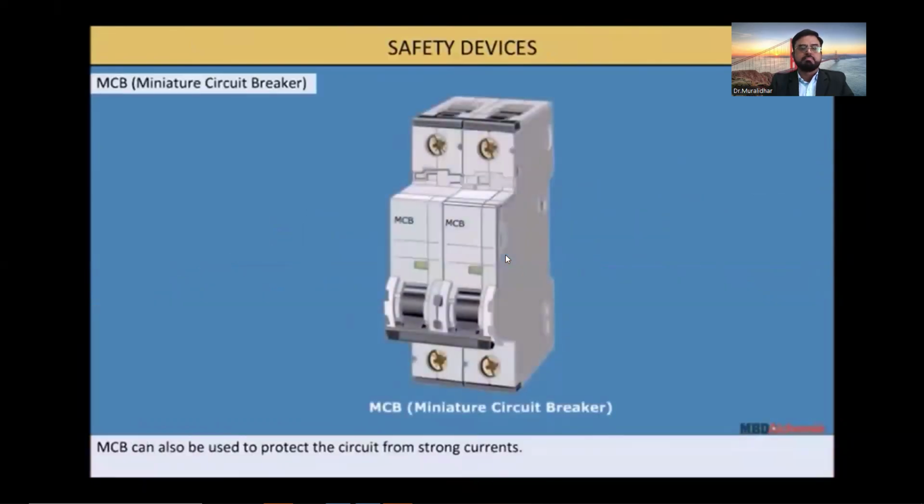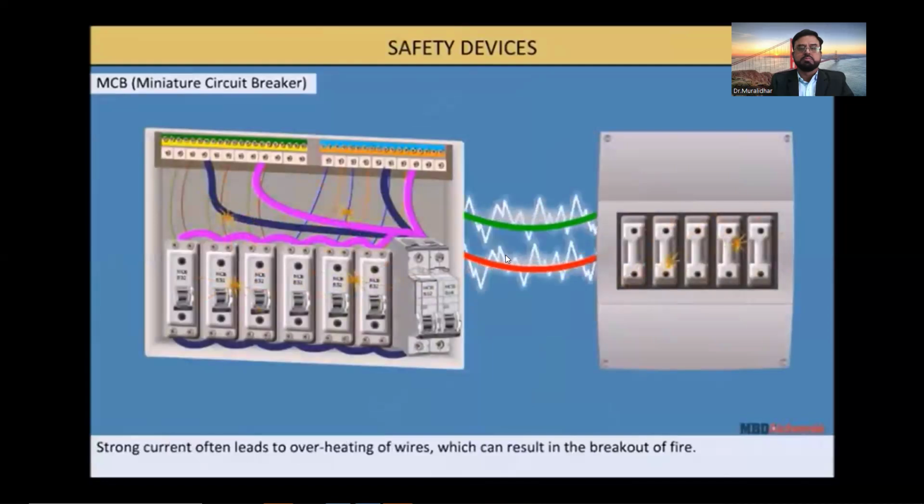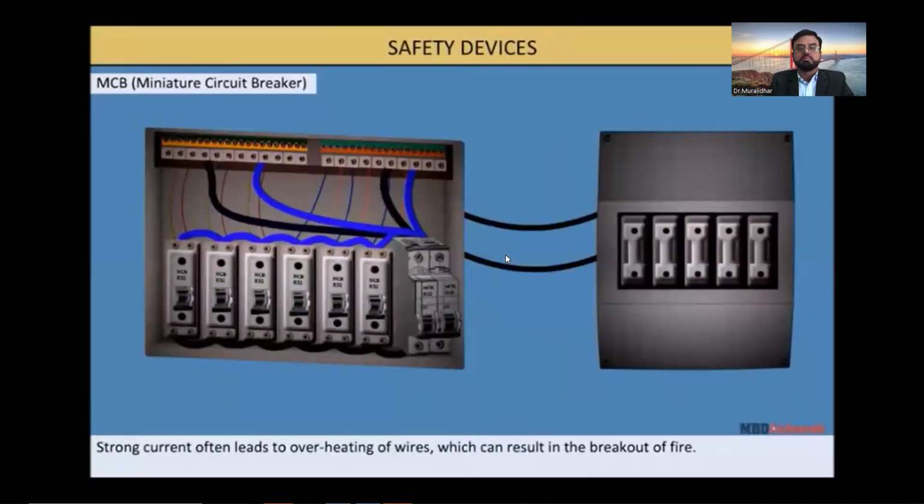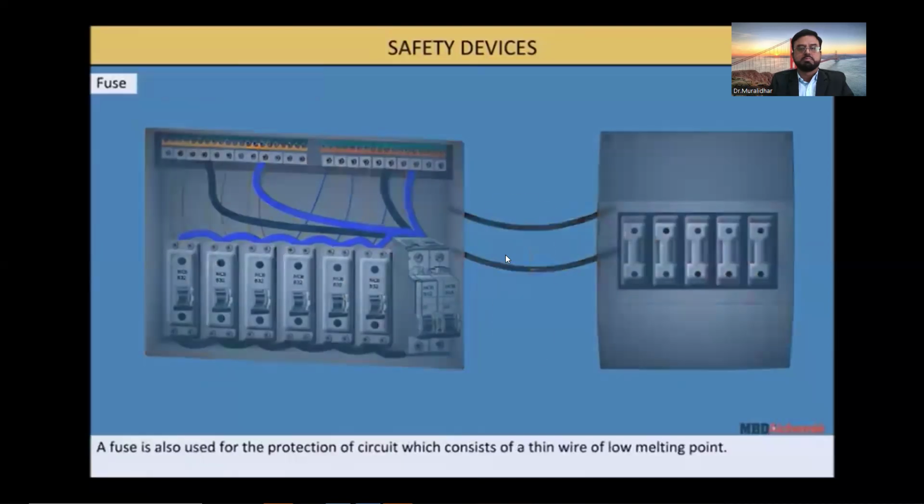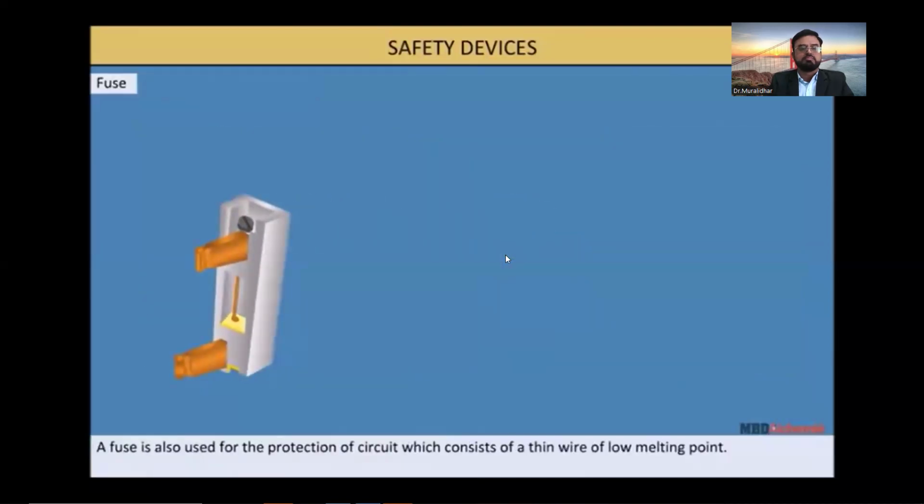Safety devices. A mini circuit breaker is used to protect the circuit from strong current. Strong current often leads to overheating of wires, which can result in the breakout of fire. A fuse is also used for protection of the circuit, which consists of a thin wire of low melting point.